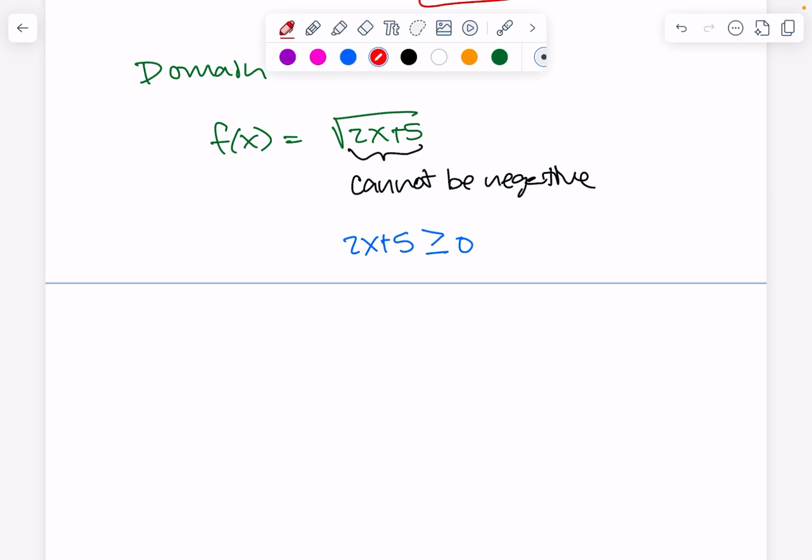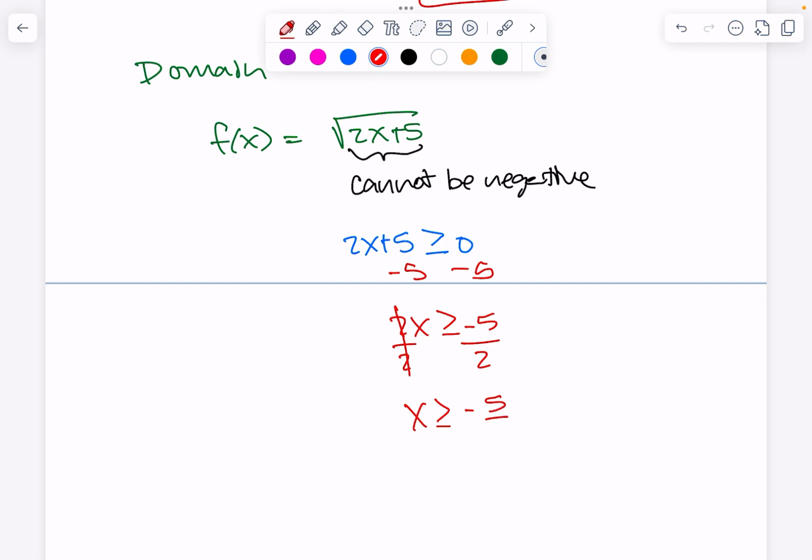So you just solve this. 2x plus 5 has to be greater than or equal to 0, so subtract 5. Oh, minus 5, that was a mistake. 2x has to be greater than or equal to negative 5, and then divide by 2. And x has to be greater than or equal to negative 5 halves.